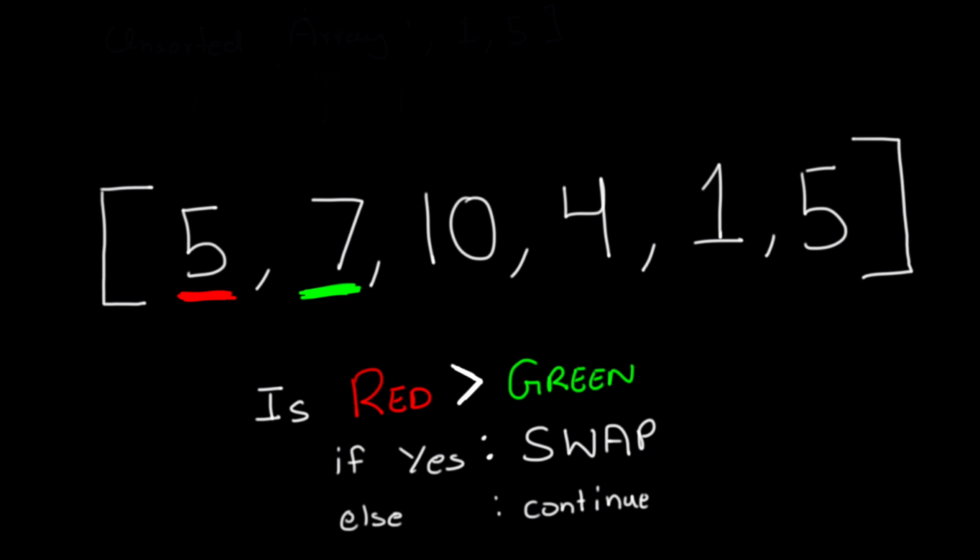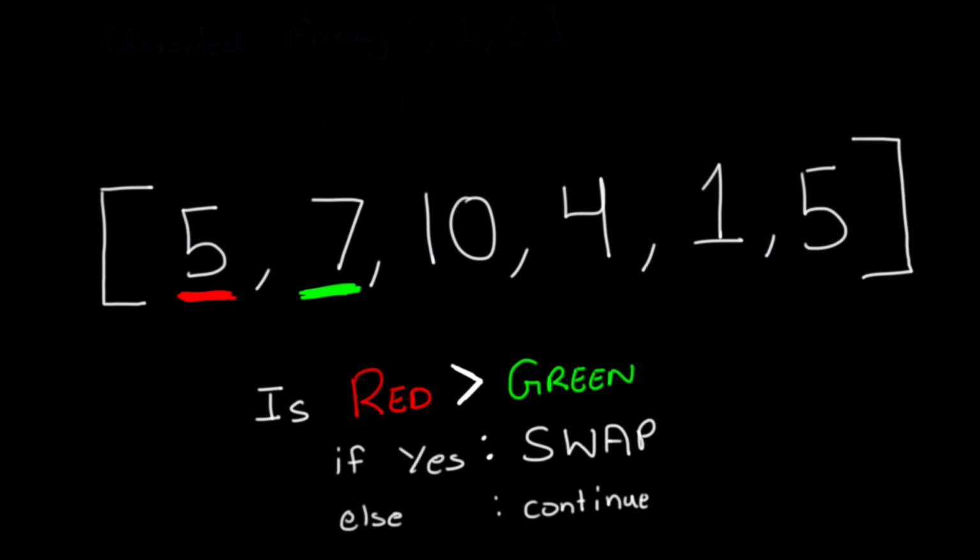Each time we're going to check to see whether the number on the red pointer is greater than the number of the green pointer. If the number of the red pointer is greater than the green one, we're going to swap their positions. The purpose of doing this will be clear soon enough.